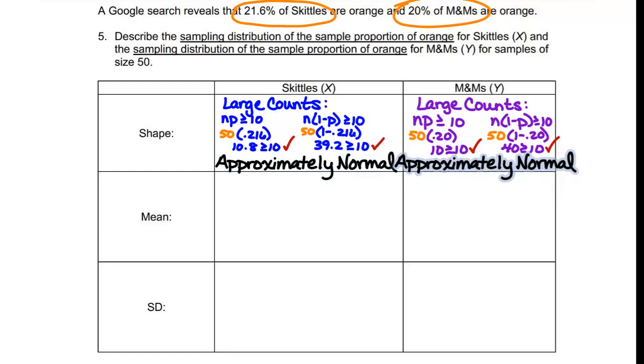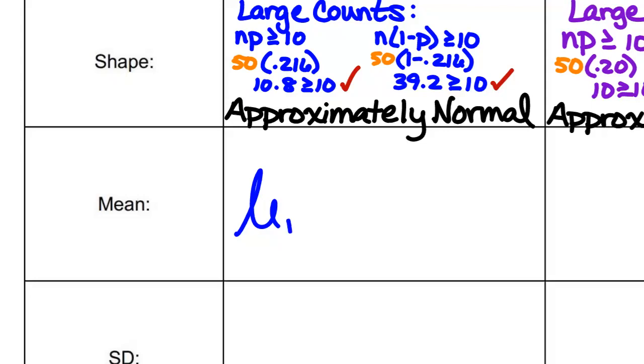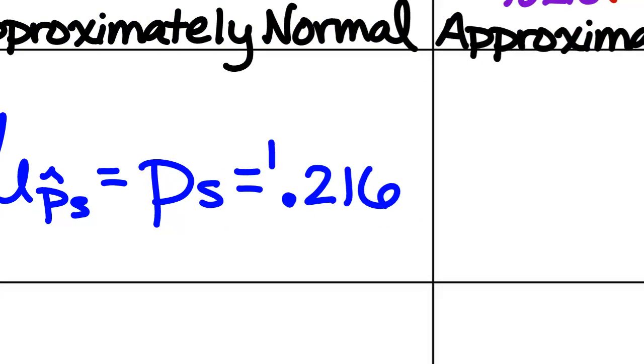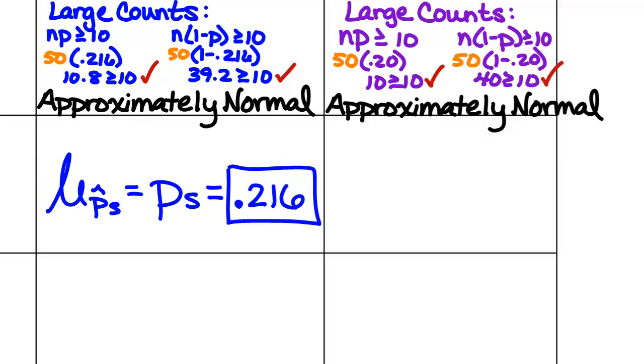Mean. How do we calculate the mean for a proportion? Mean, we're going to call this p hat 1, or I could call it p hat S for Skittles. It's equal to whatever the proportion is for my population, which is how much? 0.216. That's my population proportion for my Skittles. What would that be for M&Ms? 0.20.